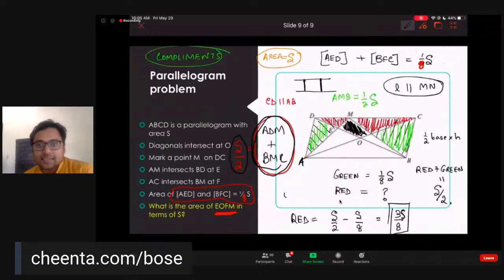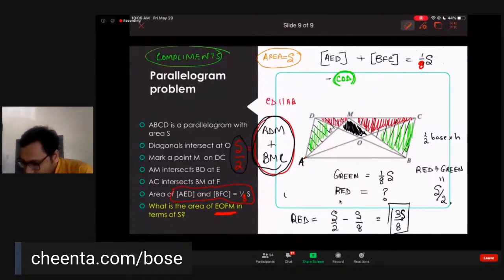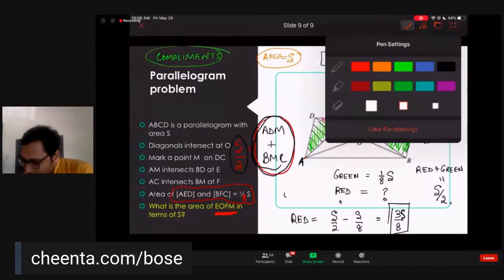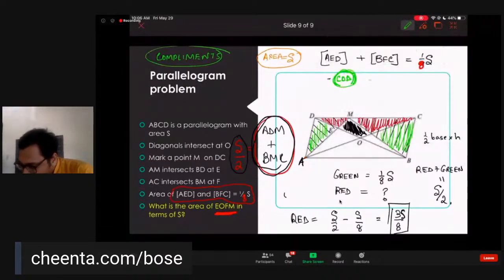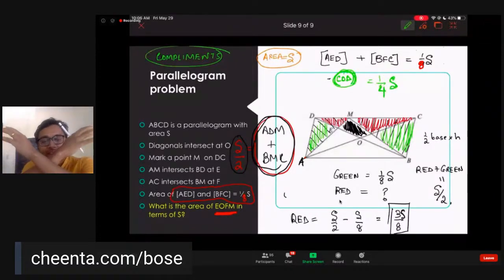So what is the area of COD compared to the entire parallelogram? You can use the same sort of visual intuition. The COD is 1/4 of S, because the diagonals, when they cross each other, split the parallelogram into pieces that are each 1/4 of its area.